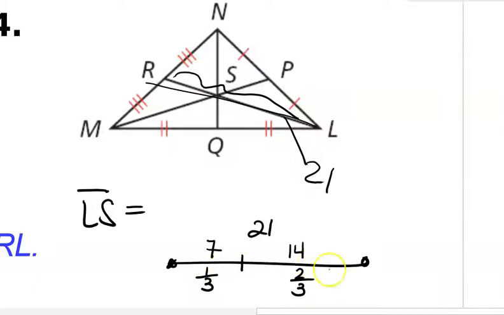Okay, now looking at this line here and looking at this, LS was the bigger part, right? So this was LS. So LS appears to be 14.